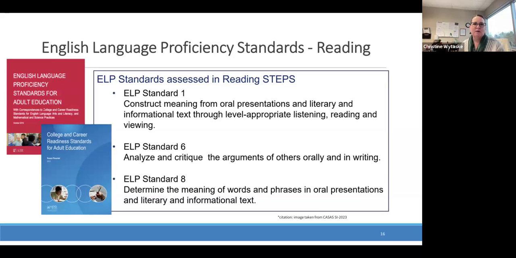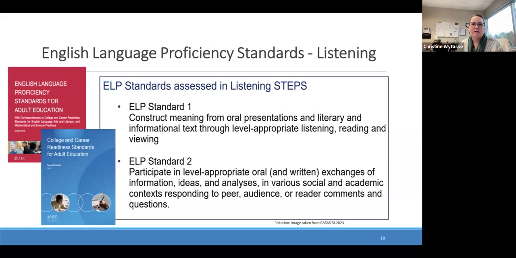So again, here are the reading standards 1, 6, and 8 for ELP, and on my next slide, here are the listening standards, the ELP standards 1 and 2. And again, these are directly called out by CASAS as these are the standards that show up in the assessments that they've created, okay?